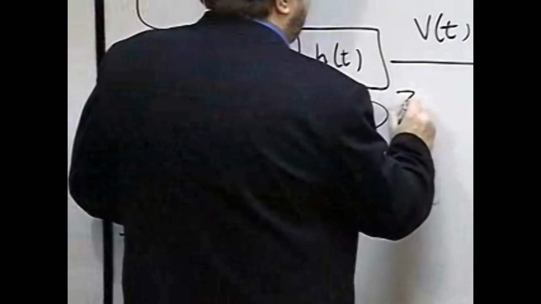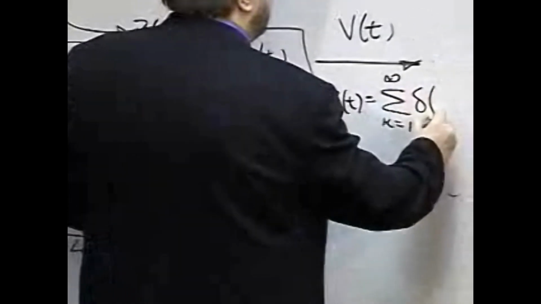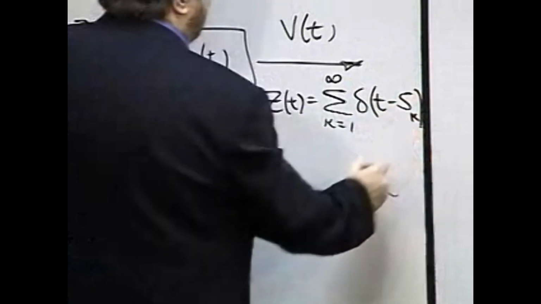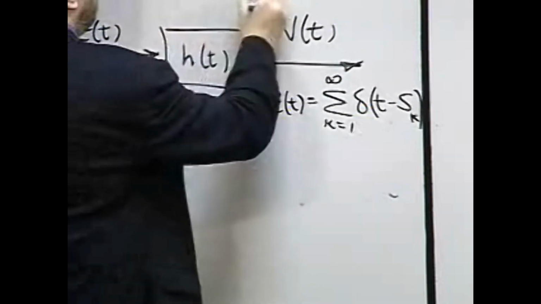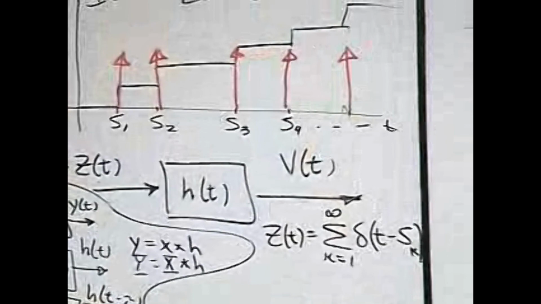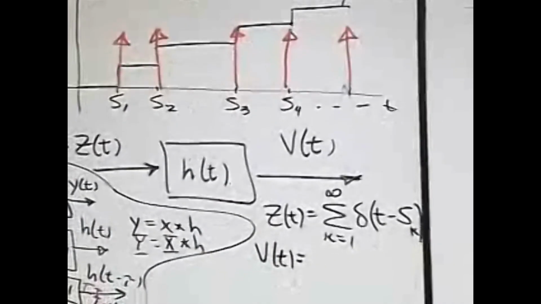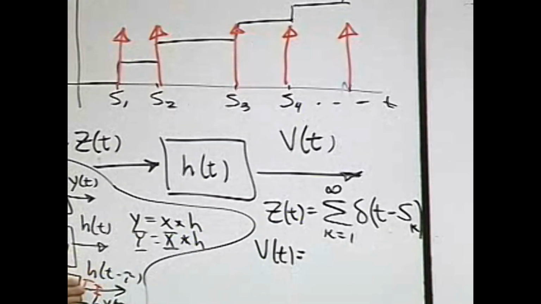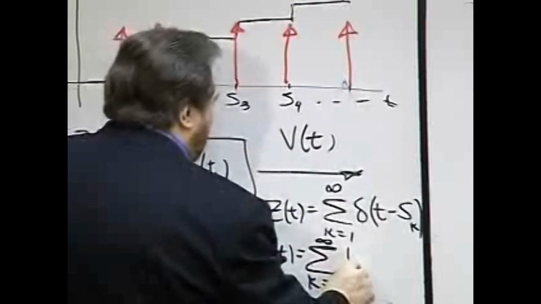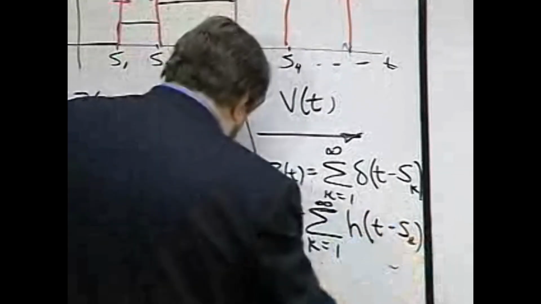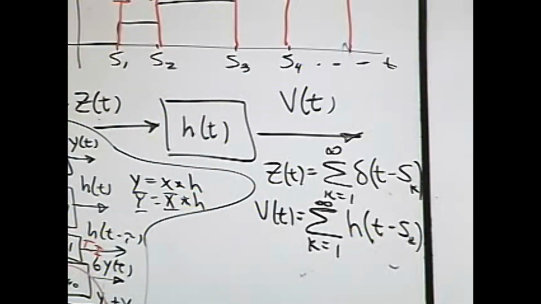Therefore, if we have z of t, which is the summation of these impulse responses, S sub k is what the author refers to as the Poisson points. So this would be S sub 1, S sub 2, S sub 3, S sub 4, etc. Then what is the output V of t? Well, each one of these delta functions, delta t minus tau, corresponds to a shift. And then by superposition, we get these shifts superimposed. So the output is h of t minus S sub k, where h corresponds to the impulse response.